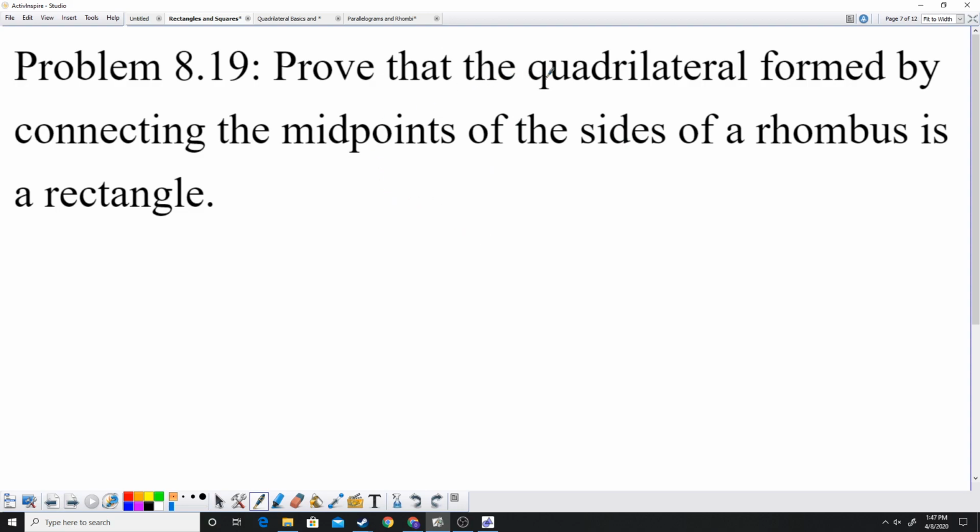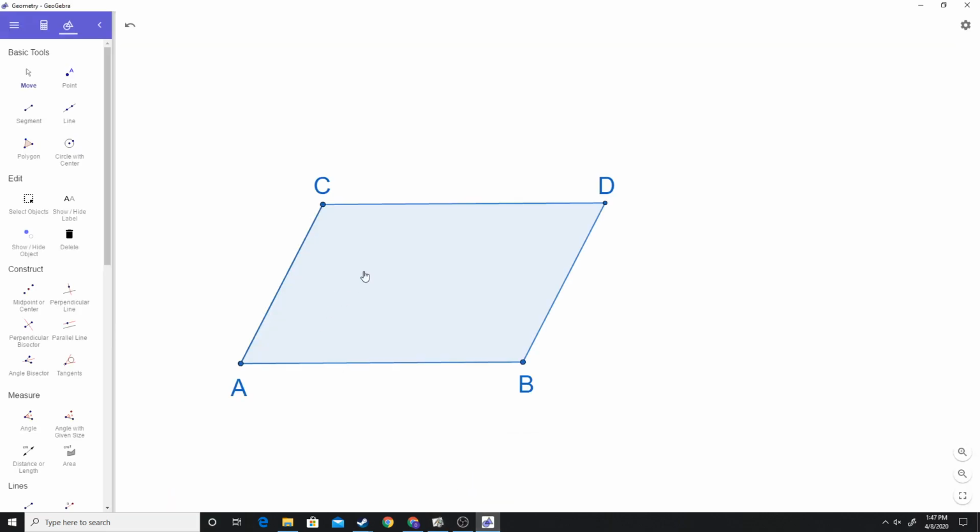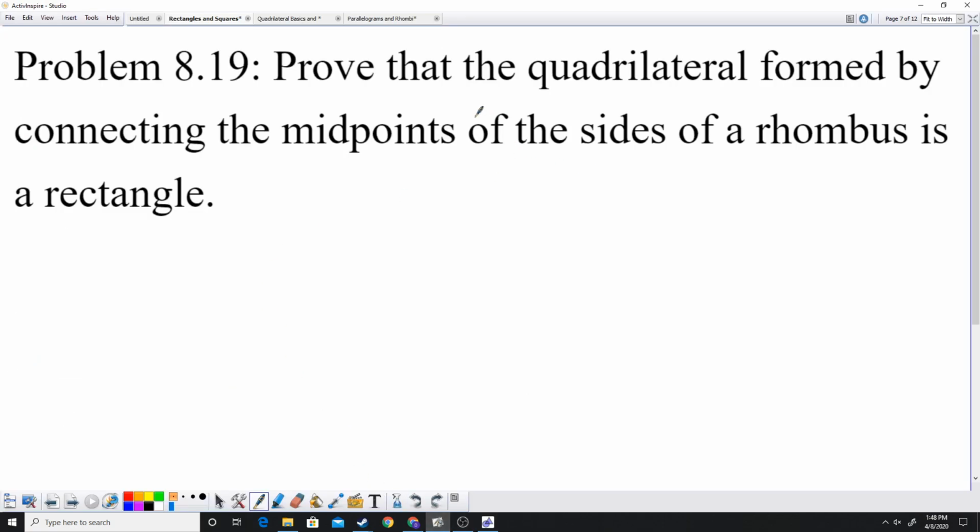Prove that the quadrilateral formed by connecting the midpoints of the sides of a rhombus is a rectangle. So, I think a good way to do this problem is to go and use GeoGebra, because it's a very excellent tool for quickly finding midpoints and stuff like that. So the midpoints of this rhombus.